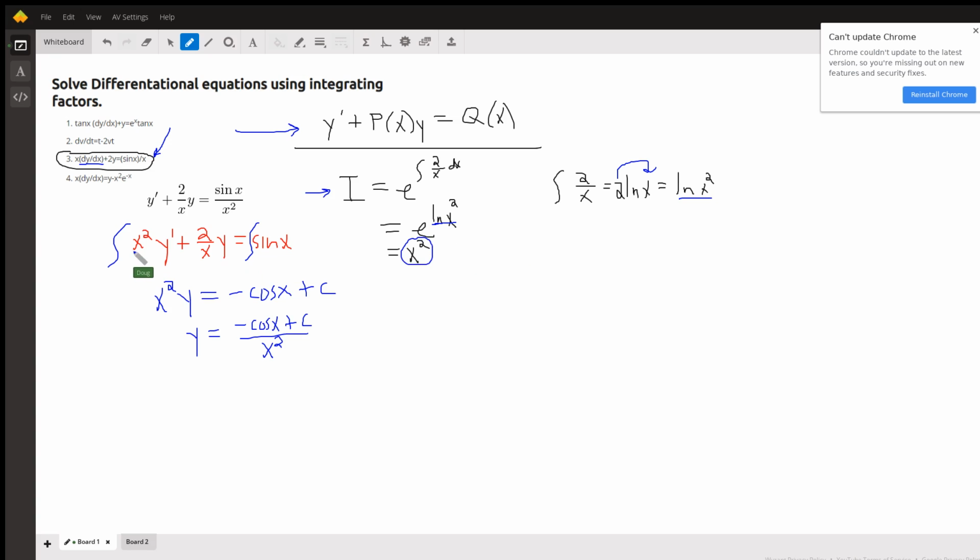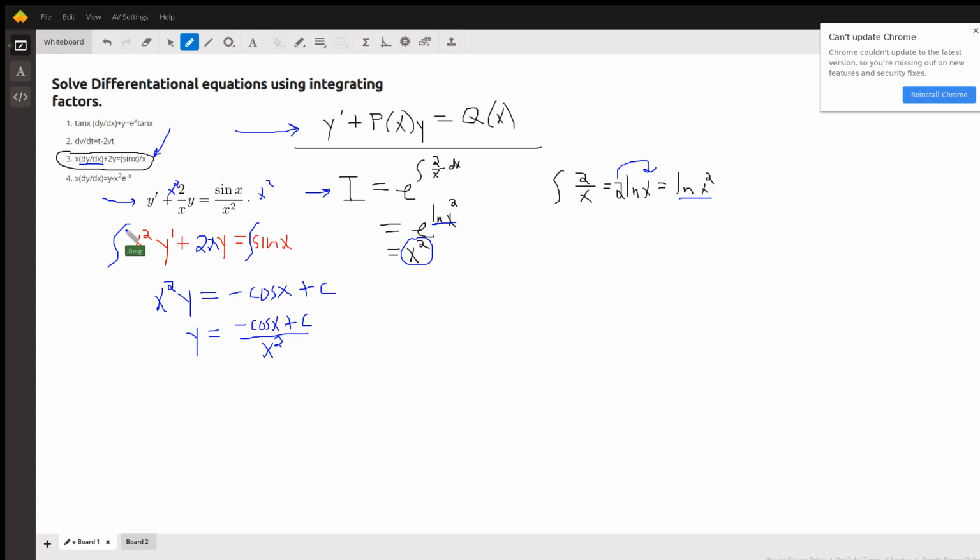So I've multiplied every term of this equation by the integrating factor. Here's x squared times y prime. When I take x squared times this term, one factor of x cancels out. I did that backwards right here. This should be 2x, 2xy equals, and I take x squared times this, I just get the sine of x.